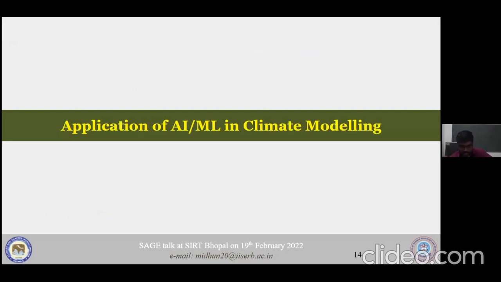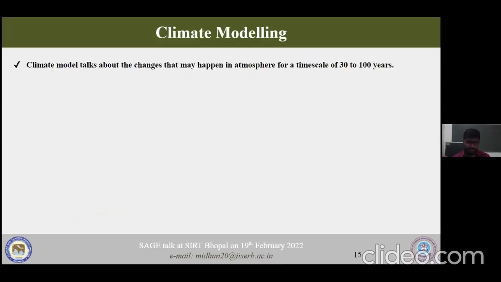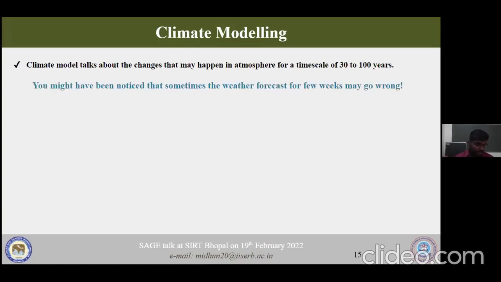Let me switch to the application of AML in climate models. I want to emphasize this part more because this is a domain I'm working on right now. So let me start with what a climate model is. A climate model talks about the changes that may happen in the atmosphere over a time scale of 30 to 100 years. So how is it possible?